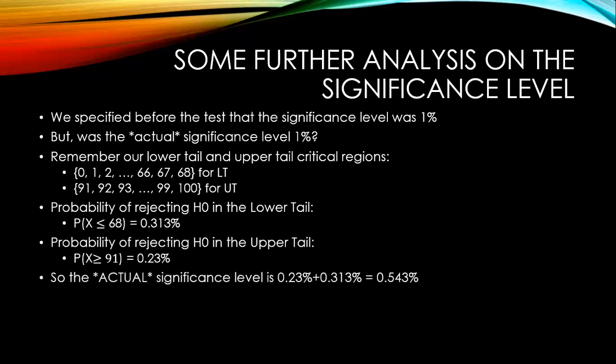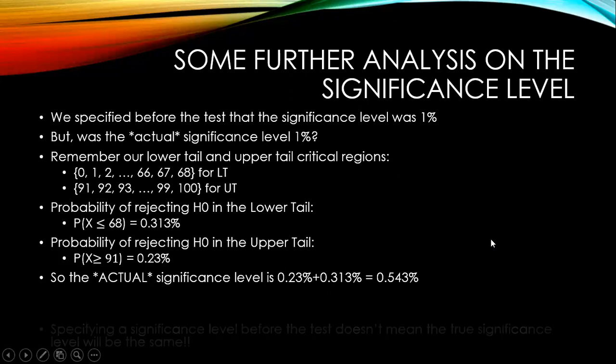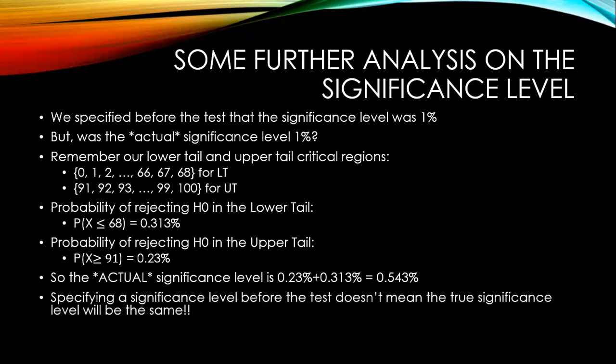So the actual probability that you reject the null hypothesis is the probability that you reject the null hypothesis in the lower tail, plus the probability that you reject the null hypothesis in the upper tail, which in this case is 0.23 plus 0.313%, which is 0.543%. So the actual significance level in this test is 0.543%, not 1%. So this is the thing with discrete distributions.